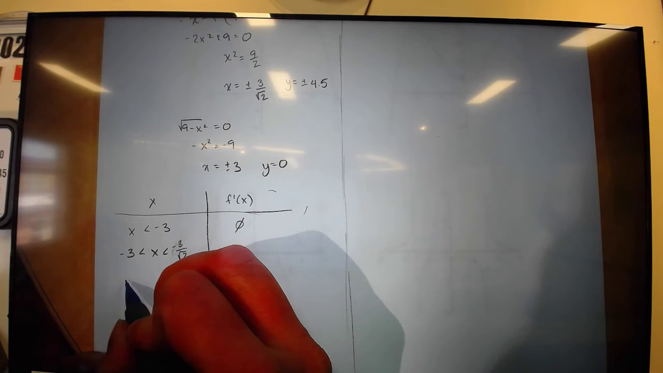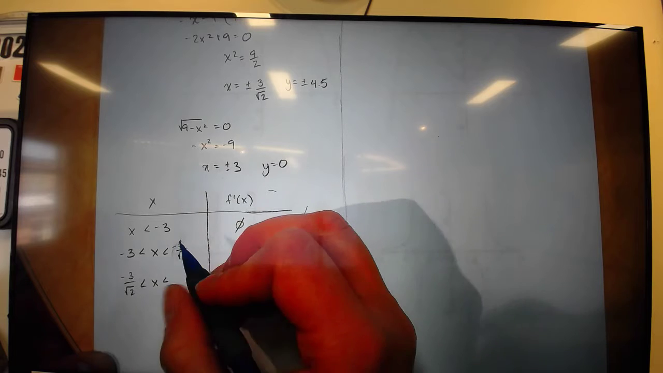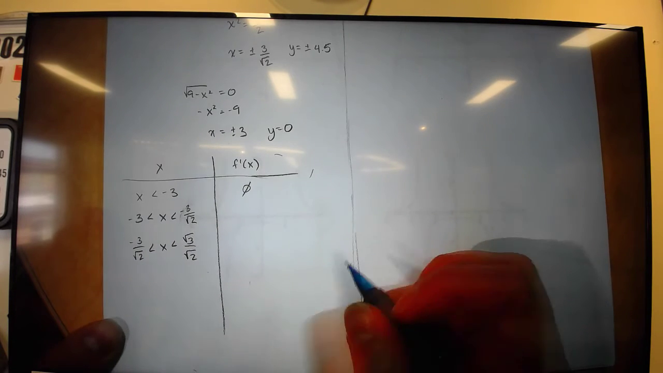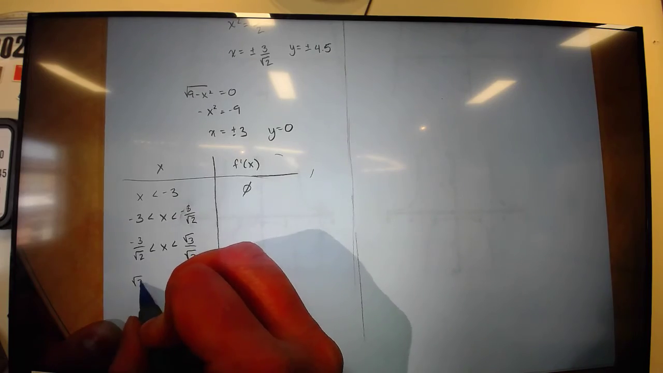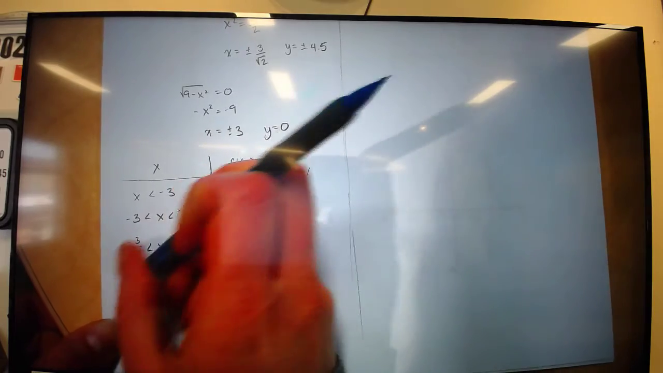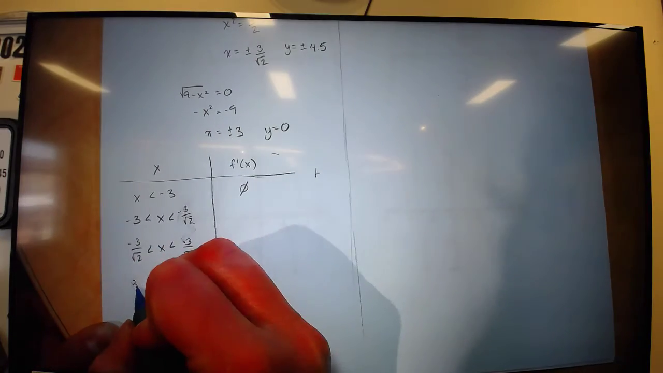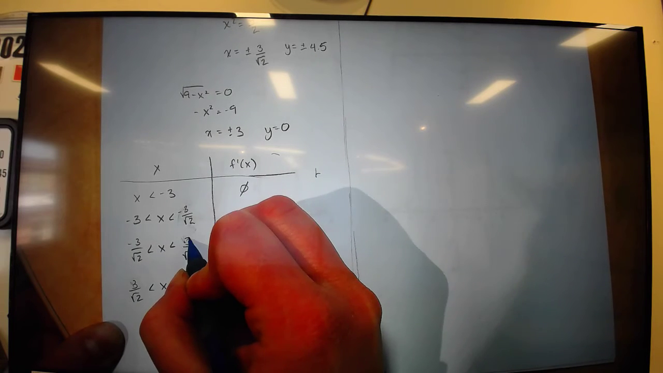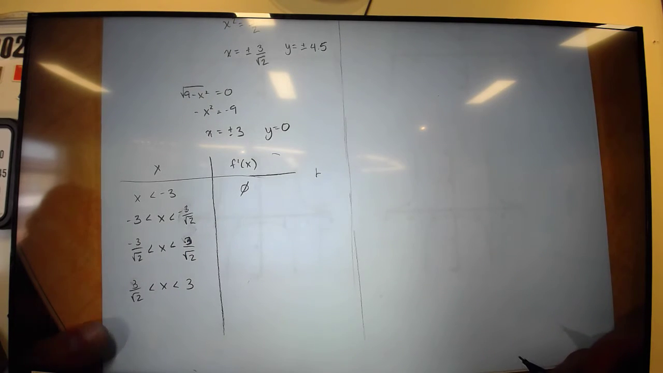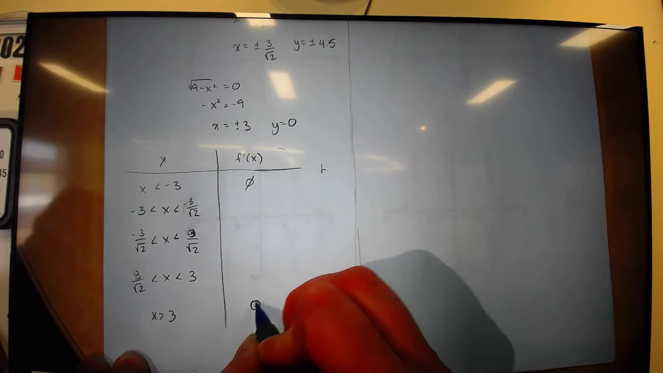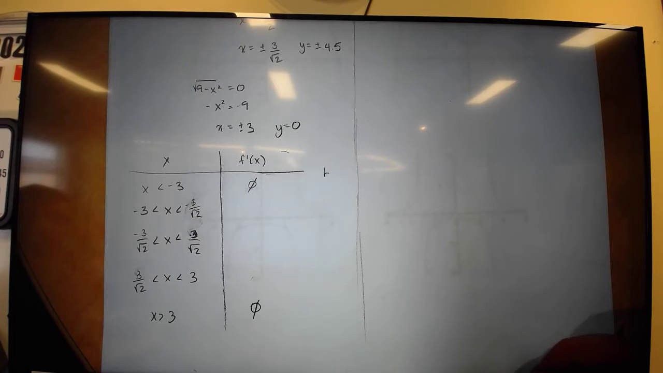So if it's between negative 3 over root 2 and positive 3 over root 2, there's another interval between those critical points. And then this one, 3 over root 2 less than or equal to 3. Okay. And then obviously we know if x is greater than 3, that derivative is not going to exist.